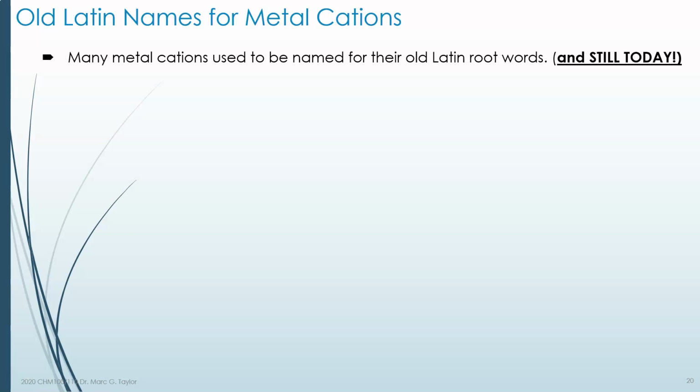Nowadays, for writing the nomenclature of ionic compounds, especially for the names of cations, we typically use the metal's name followed by a Roman numeral if there's more than one possible charge. Well, previously, we used to name them in a different way. We used to name them based on the Latin words for those ancient metals.